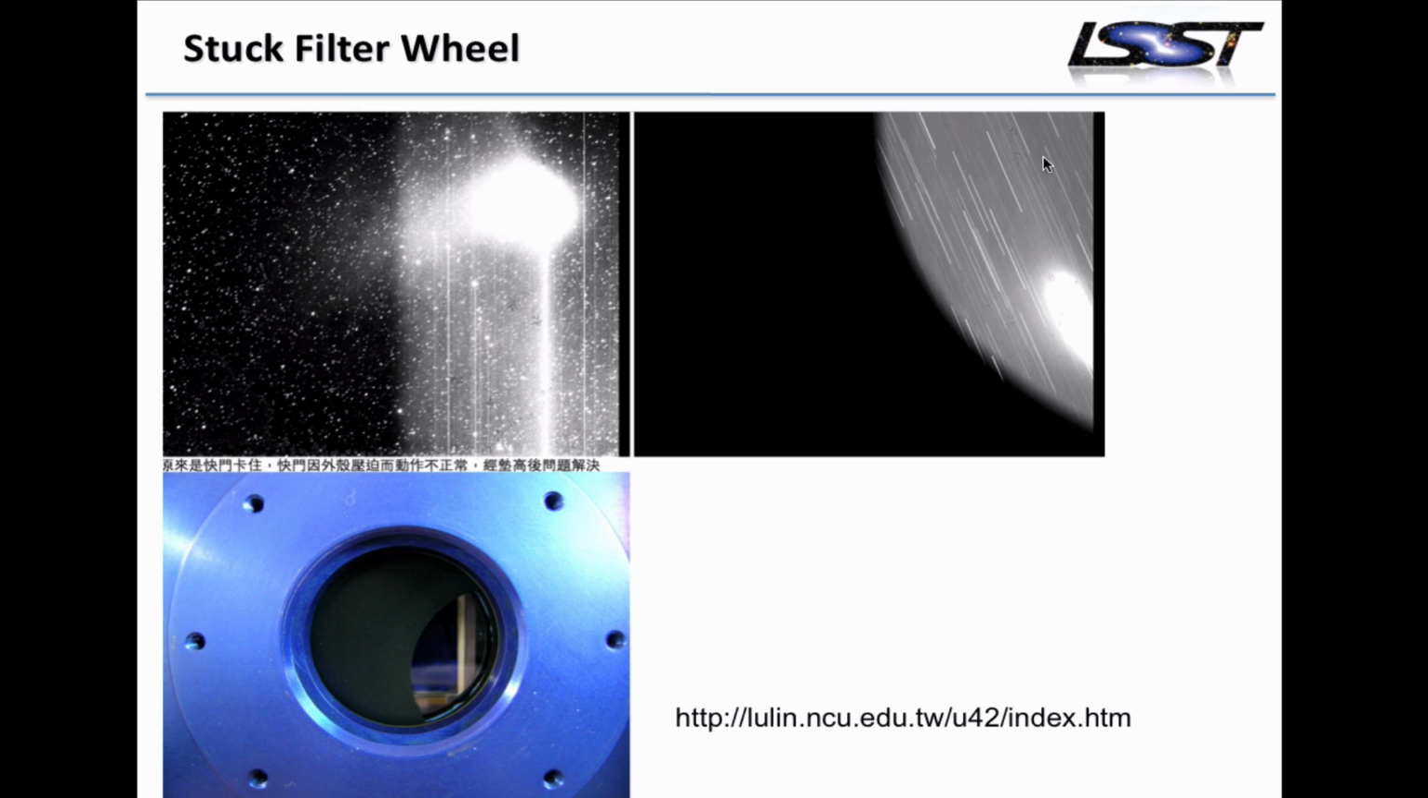So here's an example on the top right of the kind of crud that you see if there's an obscuration upstream in the optical system. Clearly, a lot of the light just isn't getting through to the focal plane, and that's because they had a filter wheel that was stuck.